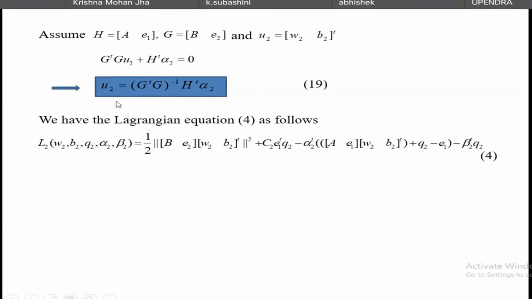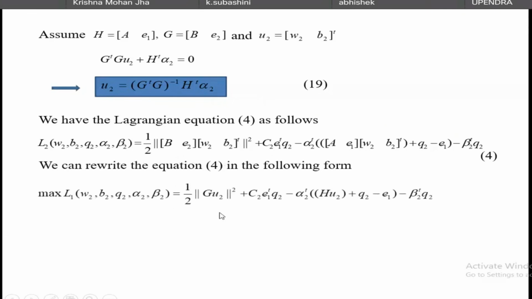Same as in the previous case where we had U1, you put the value of U1 in the Lagrangian function L1. Here we have U2, so we will put the value of U2 here. First we write it in simple form. The simple form of this particular equation 4 is this one: this is your G, this is your U2, this term will be same, minus alpha 2 transpose, then again H U2 plus Q2 minus E1 minus beta 2 transpose. Ultimately we are just writing the simple form so that you can handle it easily.